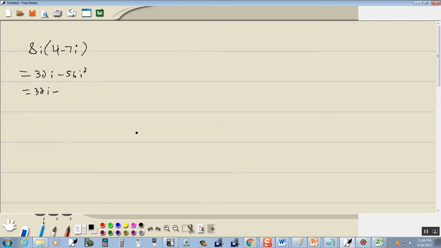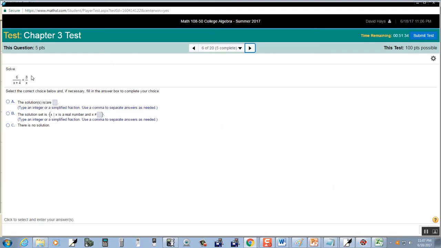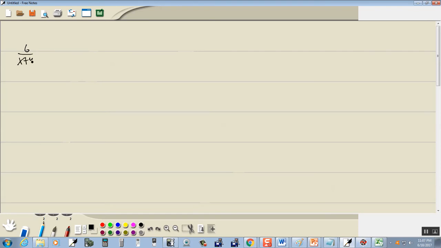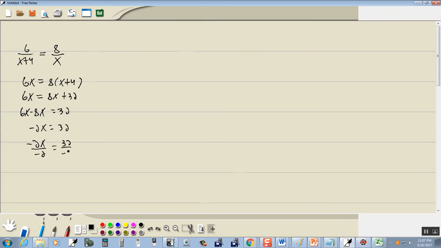Okay, let's take this one. We got 6 over x plus 4 equals 8 over x. Now this one I can cross multiply. So I'll take 6 times x, which is 6x, equals 8 times x plus 4. 8 times x is 8x. 8 times 4 is 32. Take the 8x over, becomes a negative 8x, equals 32. 6x minus 8x is negative 2x equals 32. And then divide both sides by negative 2, and you get x is equal to negative 16.